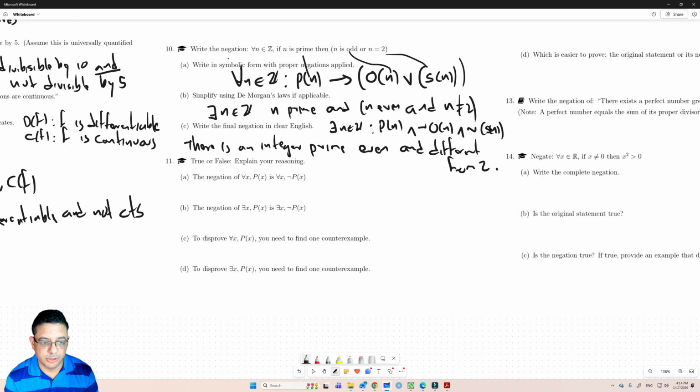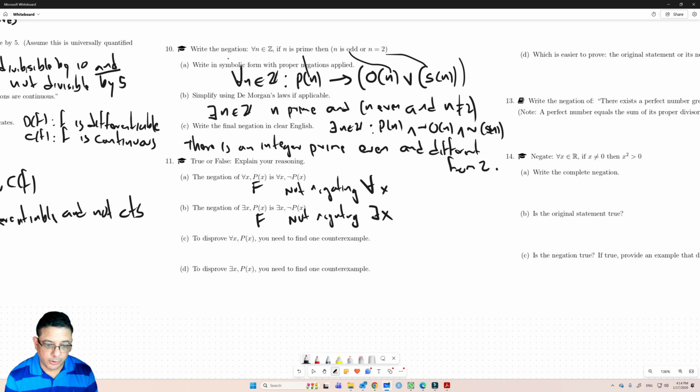Now let's go with question 11. True or false, and explain the reasoning. The negation of for all x of P of x is for all x negation of P of x. This is false. And of course, we're not negating the for all quantifier. Then the negation of there exists x P of x is there exists x negation of P of x. Once again, this is false, and we're not negating the there exists.